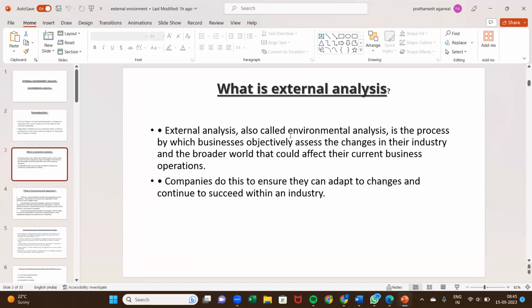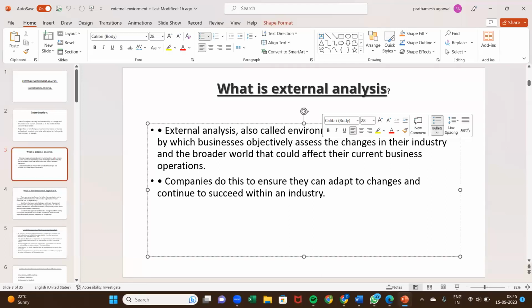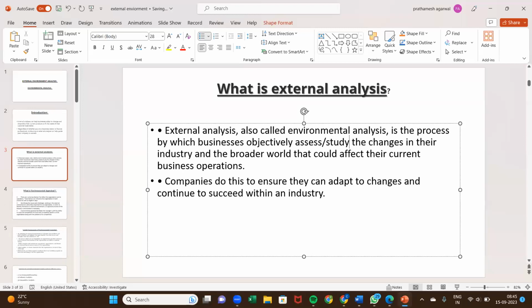External analysis, also called environmental analysis, is the process by which businesses objectively assess the changes. Assess means to study the changes in the industry and broader world that could affect their current business operations. So they are studying the changes not only in the industry but also worldwide. Companies do this to ensure that they can adapt to changes and continue to succeed within an industry.